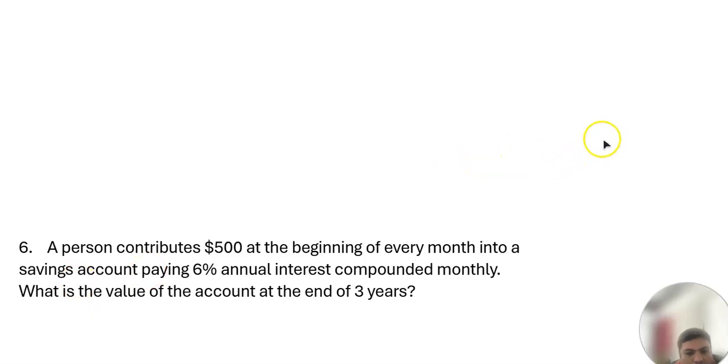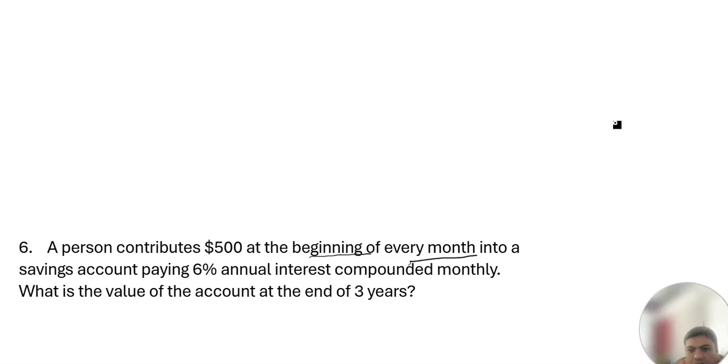Okay, so now let's solve this problem. What did I tell you? I told you to look at three conditions, right? So let's see the problem. A person contributes 500 at the beginning of every month. Please understand here, the important thing is it's the beginning of every month.